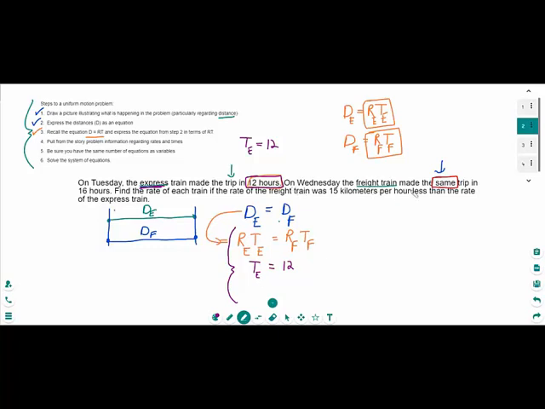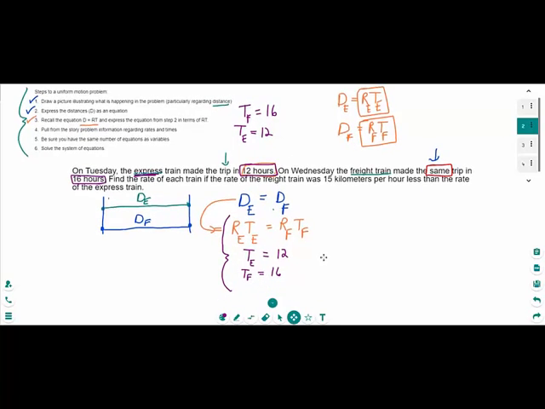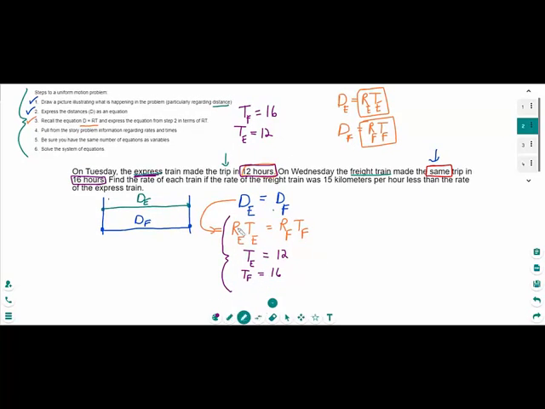On Wednesday, the freight train made the same trip in 16 hours. So again, we have an indication of time. Okay, whose time is it? Well, it's the freight train's time. And what is it? The freight train's time is 16 hours. So look at that. We have another equation. We can throw that into our list. T sub f is equal to 16. So we're up to 3 equations. Notice we did not add another variable. T sub f is already in our original equation here. So that's great. We need one more equation to make this system solvable.